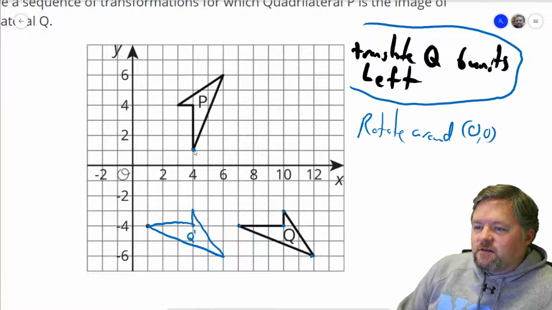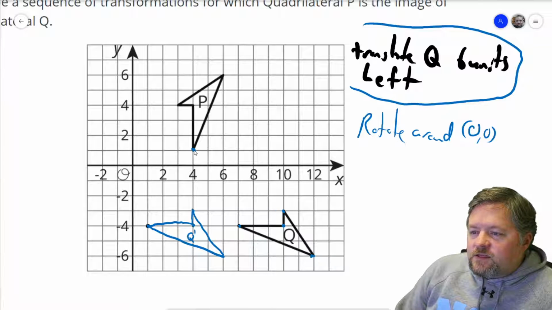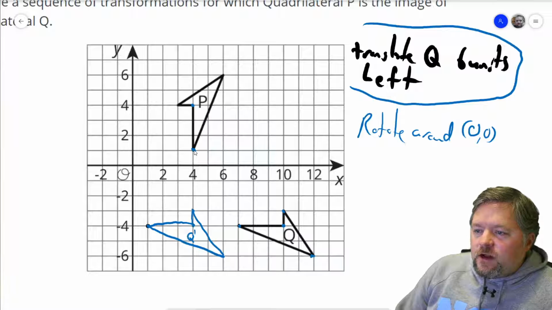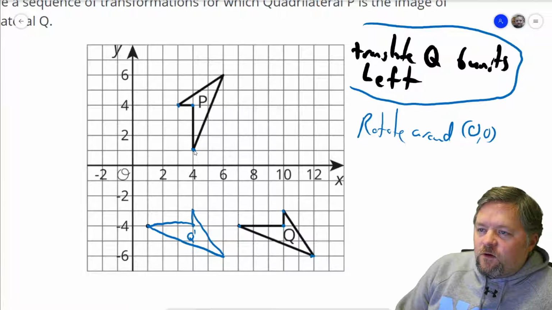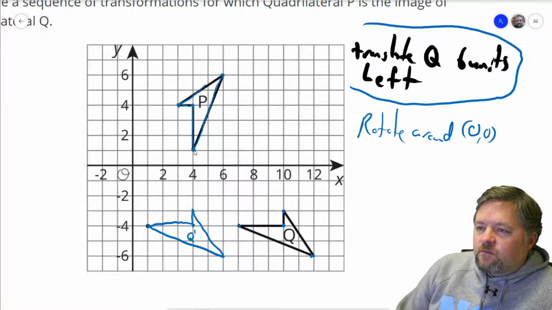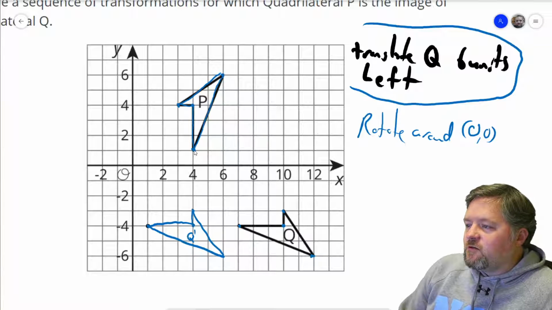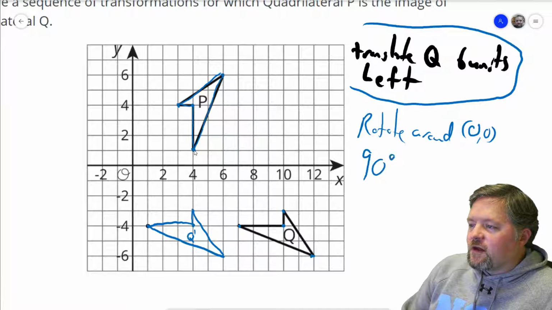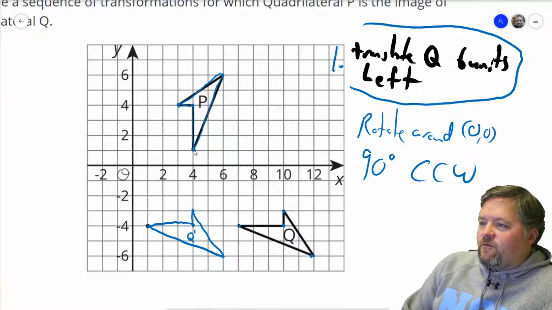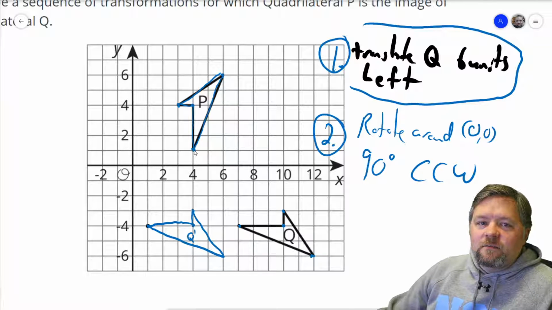Ooh, that works out pretty nice, doesn't it? Now, this vertex here, which is at (4, -4), will become (4, 4). (4, -3) will become (3, 4). And (6, -6) will become (6, 6). Those vertices seem to work out pretty nice. So we rotate around (0, 0). You're probably yelling at me for not telling you we're going 90 degrees counterclockwise. So we do that first. We do that second. And that takes Q and puts it exactly on P.